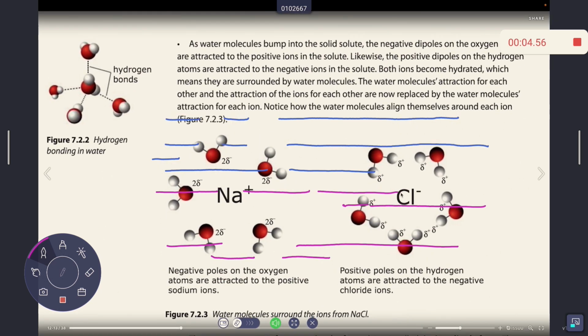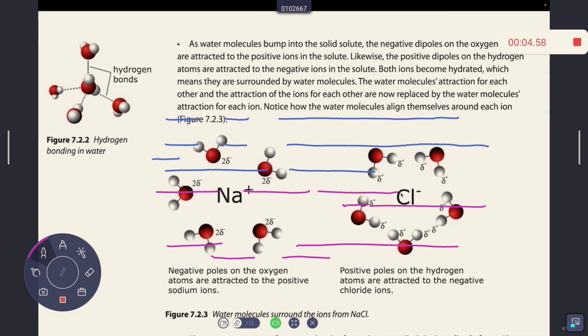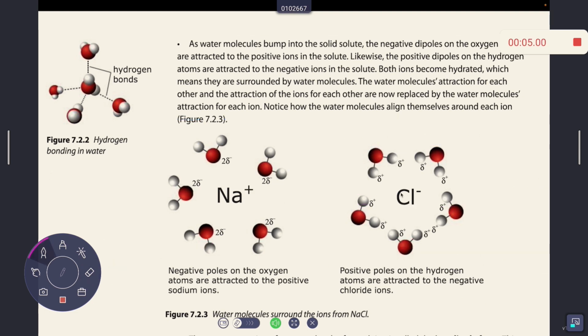what happens is the cations in the salt, which is here, this is my sodium cation, that will be attracted to the oxygen end of your water molecules. That's where your permanent negative charge is going to be. So the permanent negative charge that's on the oxygen will be attracted to the cation. And these interactions are going to be ion dipole forces.